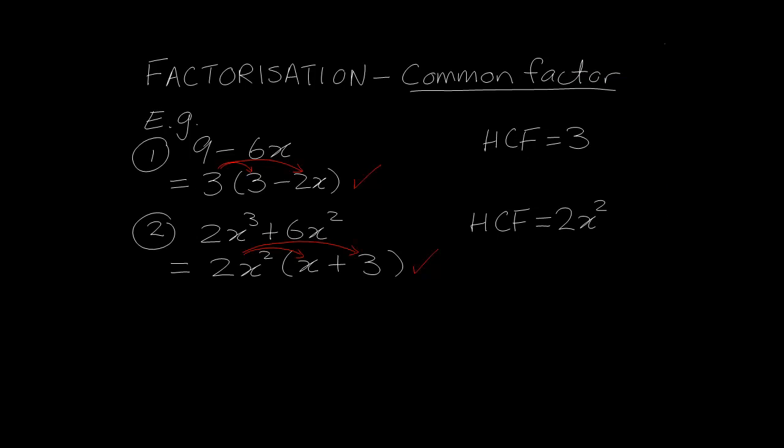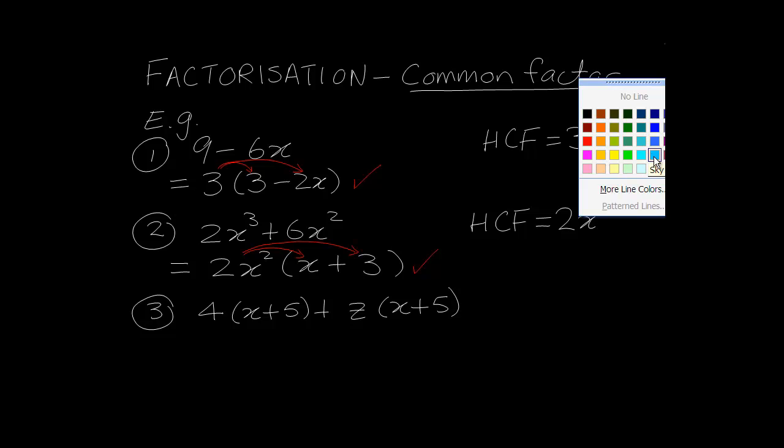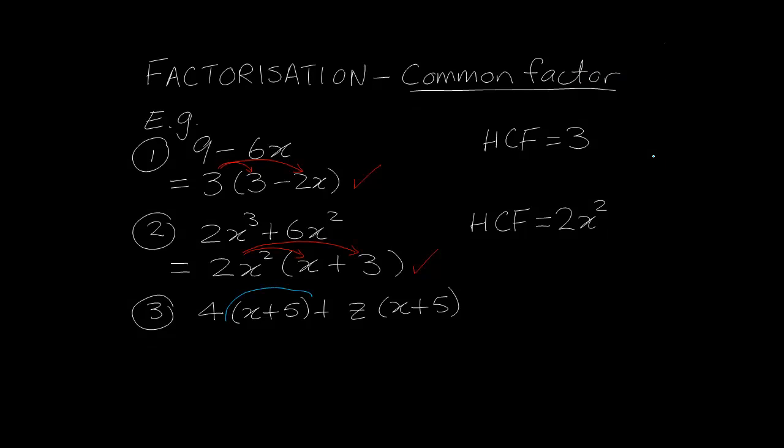Now, sometimes the common factor factorization can look a little bit more complex than that. So let's have a look at something like this expression. Say 4 outside of x plus 5 plus z outside of x plus 5. Now here your highest common factor is actually x plus 5. Notice that your x plus 5 appears in both of those terms.